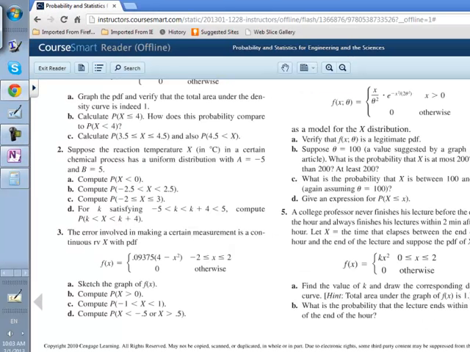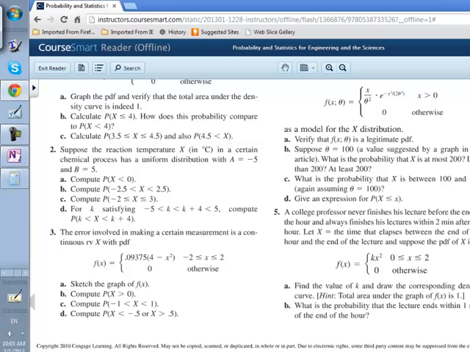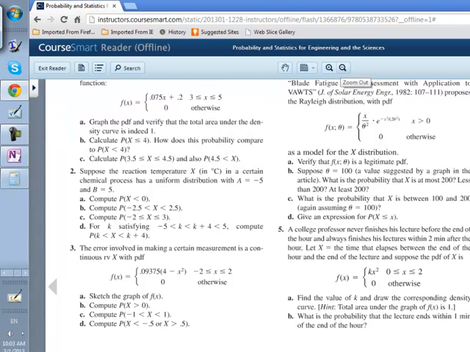The last problem I want to work with is problem 5. I'm going to bring it inside the screen. Now you can see, you can read problem 5. It's here.